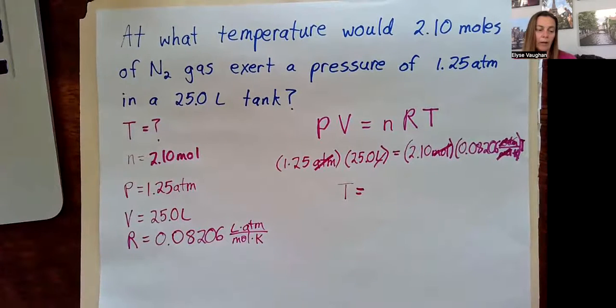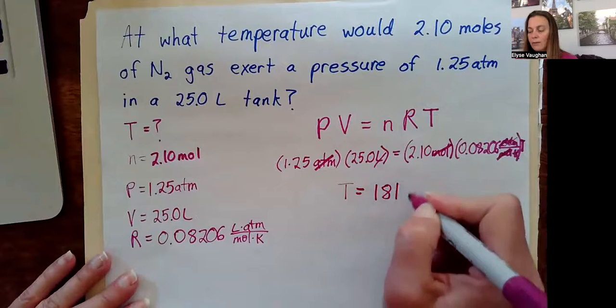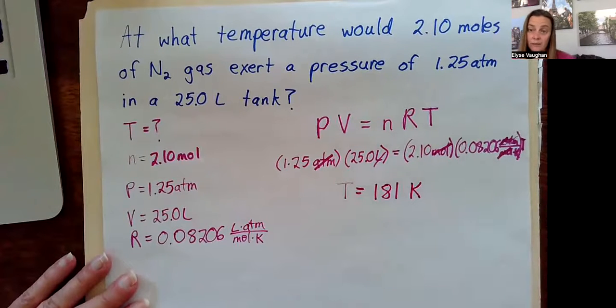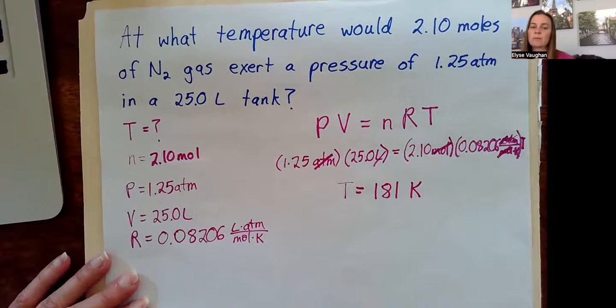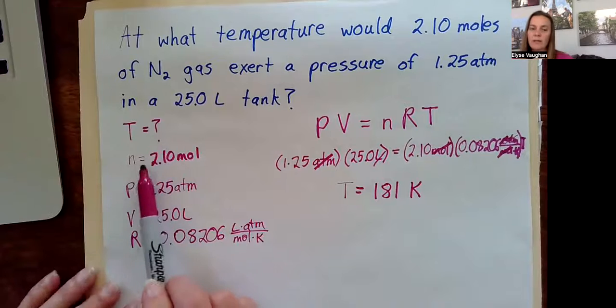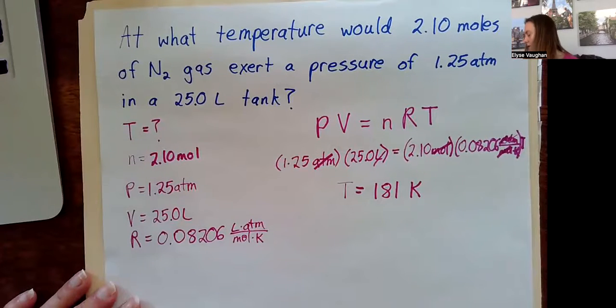And so, we have a final temperature of 181 Kelvin, and that's really cold. That's like negative 90 degrees Celsius. So that's very, very cold. So that's our first example. And this one was pretty straightforward because we were given N, P, V, and we always have R, and we were just solving for T.